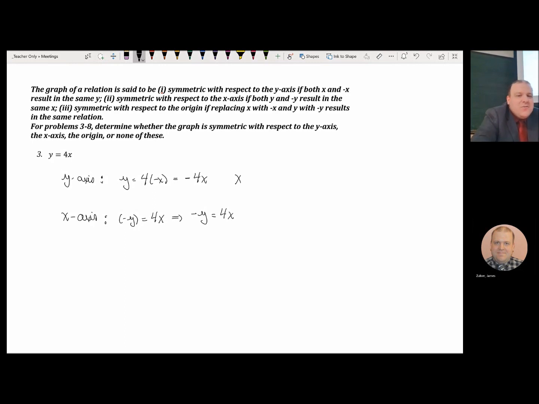Check the x-axis: replace y with negative y, see if you get the same relation. Doing so, we get negative y equals 4x. Well, that's not the same. So we do not have symmetry about the x-axis.